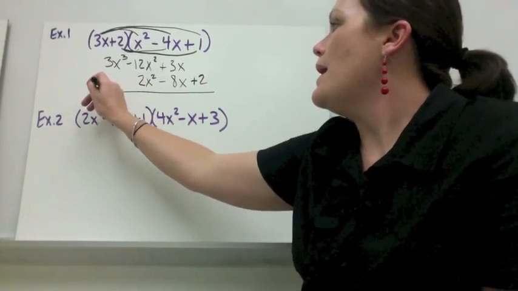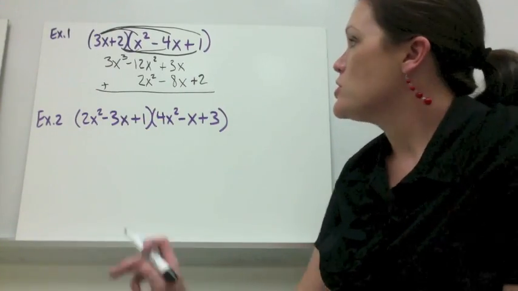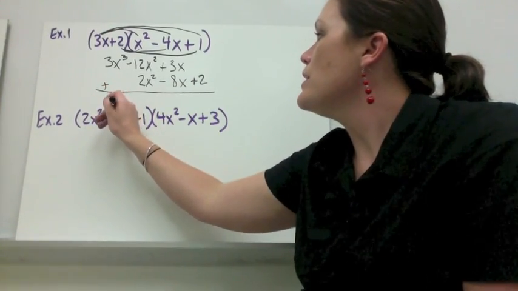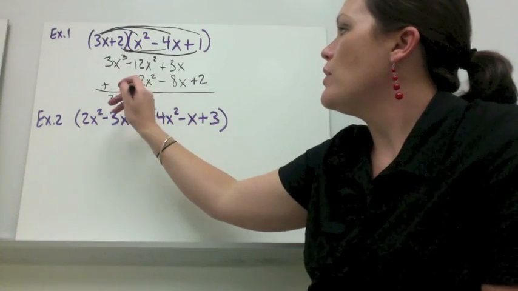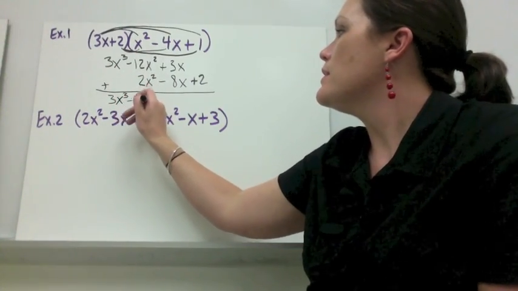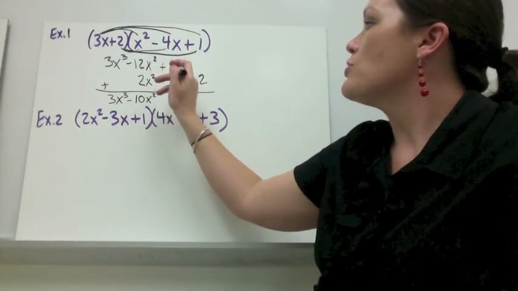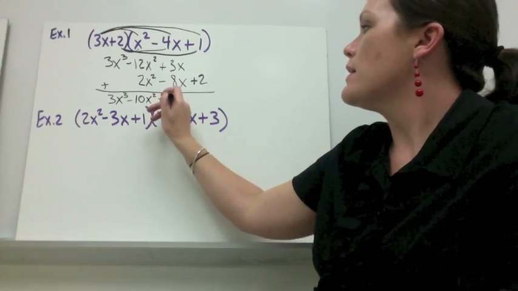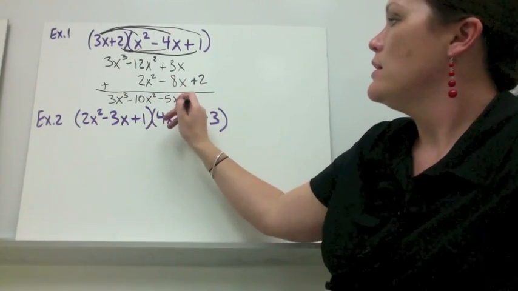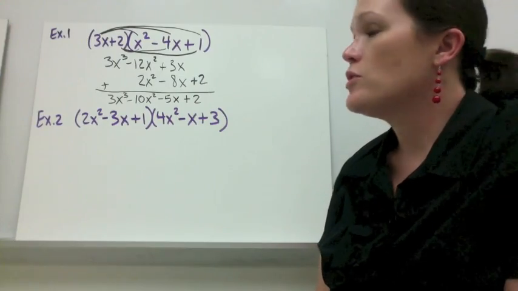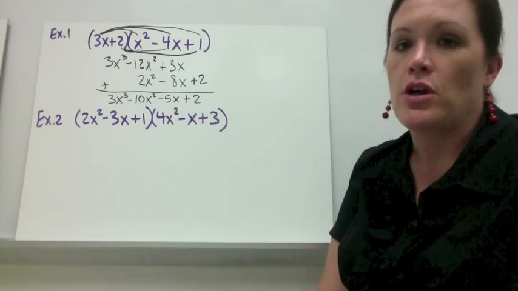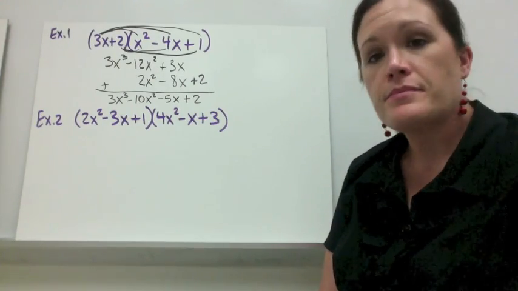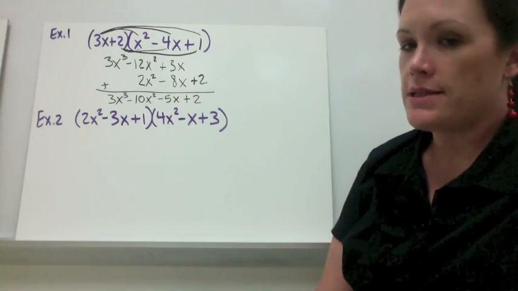Then I need to add this all together. So I bring down 3x cubed, negative 12 plus 2 is negative 10x squared, 3 plus negative 8 is negative 5x, and 2. So if you look at your notes, you have the same answer, we just used a different method. Let's try the same method with this last example.